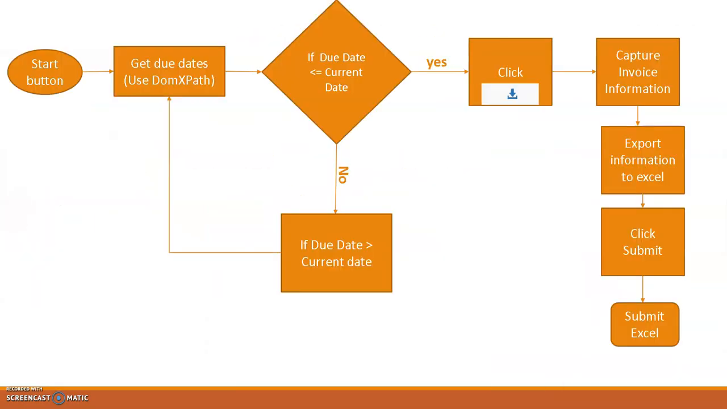So the first step is to click the start button, then get the due dates in Domexpot, and compare the due date with the current date. If it is lesser than or equal to the current date, you have to click that button, capture the invoice information, and export the information to Excel. This will be done under the IQBot, and then click the submit button and the Excel will be uploaded. If no, it will get another row of the due dates, and the process will continue like this.